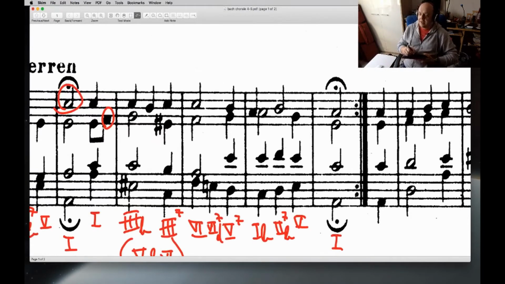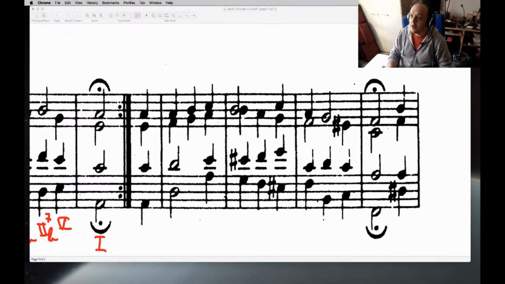And we are still in the tonic region. Still in the tonic region. Tune.